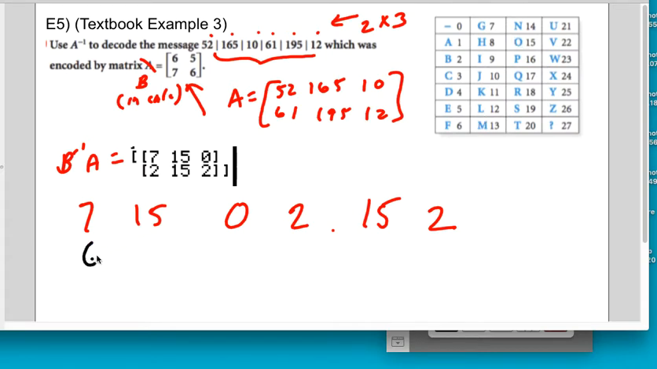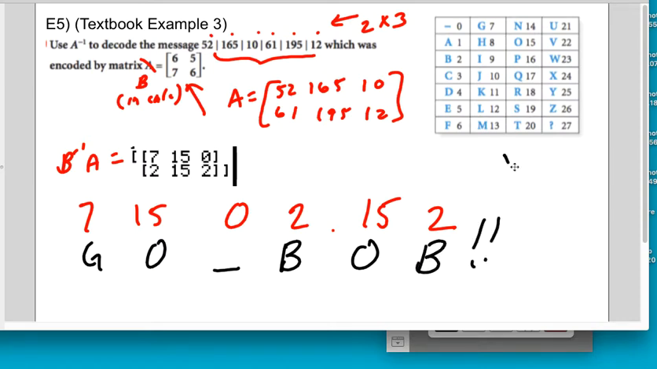So I go over here. 7 is G, right? 15 is O, right? My 0 is a blank. 2 is B. 15 was O, and 2. So hey, go Bob! Yay, Bob! I don't know who Bob is, but congrats! Good job, man! Yay, Bob!